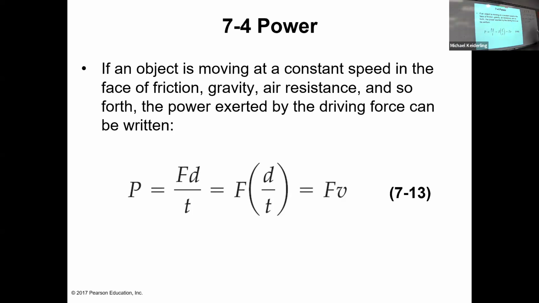So power is work over time. You can write that as force times distance over time. You end up with force times velocity. So that's if you're moving at constant speed in the face of various forces, you end up with force times velocity.